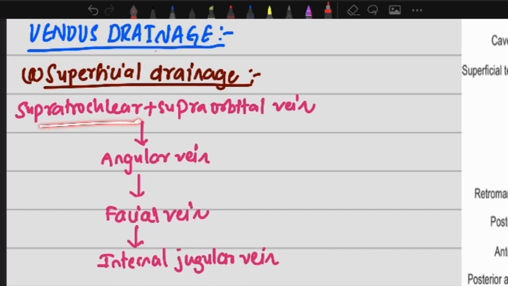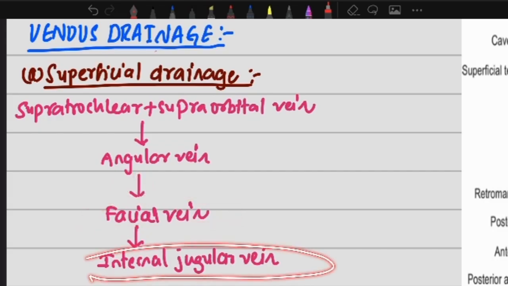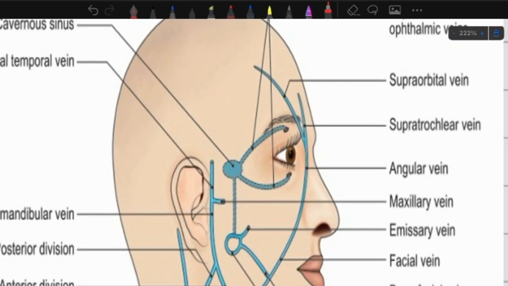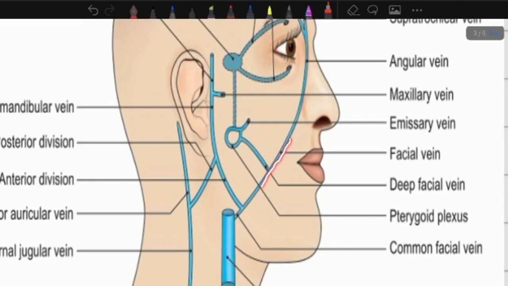The supratrochlear vein and supraorbital vein combine to form the angular vein, and this angular vein continues as the facial vein and drains into the internal jugular vein. You can appreciate this in the diagram. The supraorbital vein and the supratrochlear vein join to form the angular vein, and the angular vein continues as the facial vein, and the facial vein finally drains into the internal jugular vein.